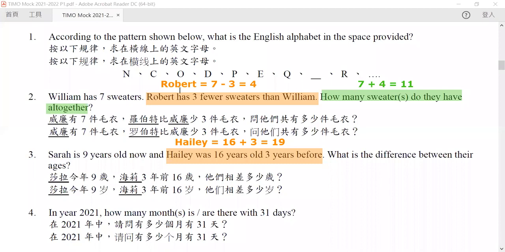So now we have two pieces of information. Sarah is 9 years old and Hillary is 19 years old. What is the difference? It is simple because we can immediately compute the age of Hillary, which is 19, minus the age of Sarah, which is 9, and hence the difference is exactly 10 years. So our answer for question number 3 is 10 years. This is question number 3.